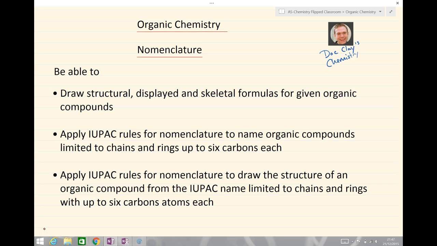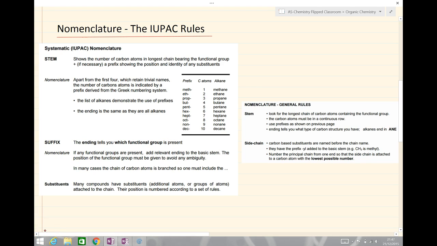And all nomenclature means is to name an organic substance. So let's go and have a look. The first thing is to see what we mean by nomenclature and what the IUPAC rules are. So the IUPAC rules is a systematic way of naming carbon compounds, and it works from, first of all, identifying the stem of the compound, and we work the stem out by showing the number of carbon atoms in the longest chain bearing the functional group, and if necessary, a prefix showing the position and identity of any substituents.